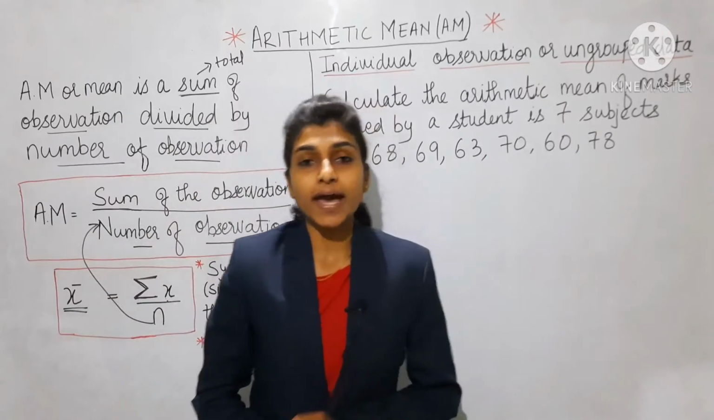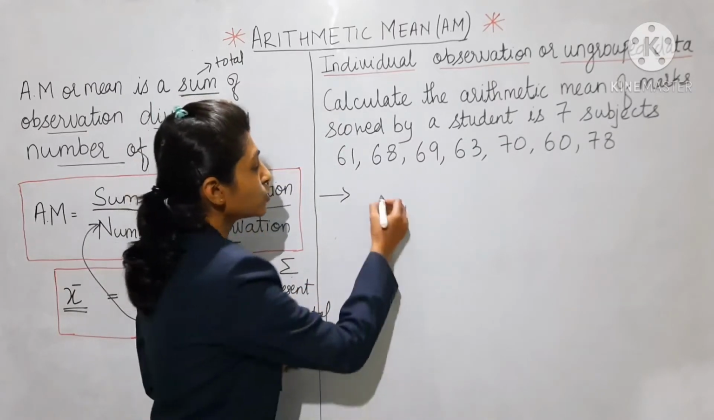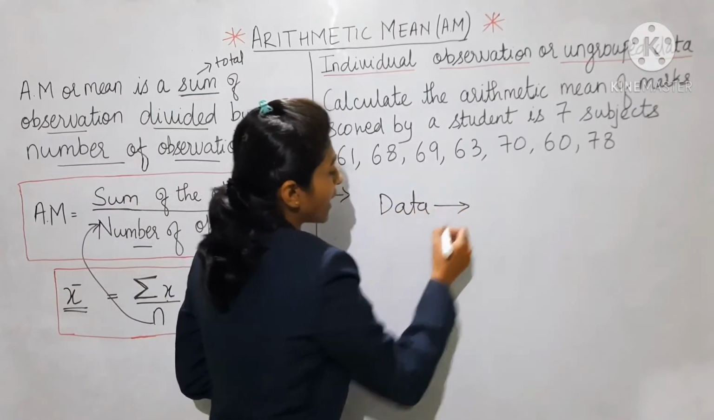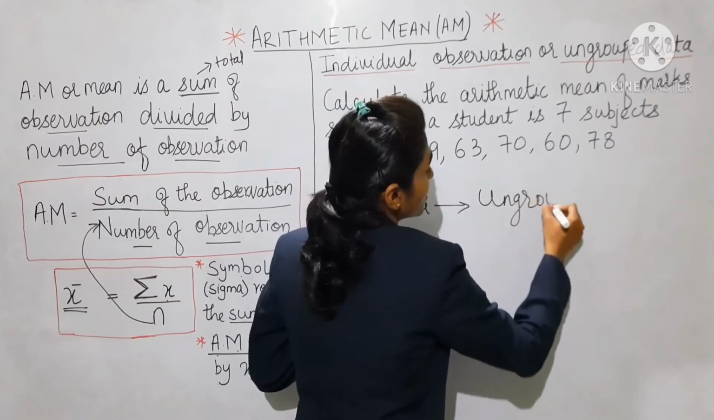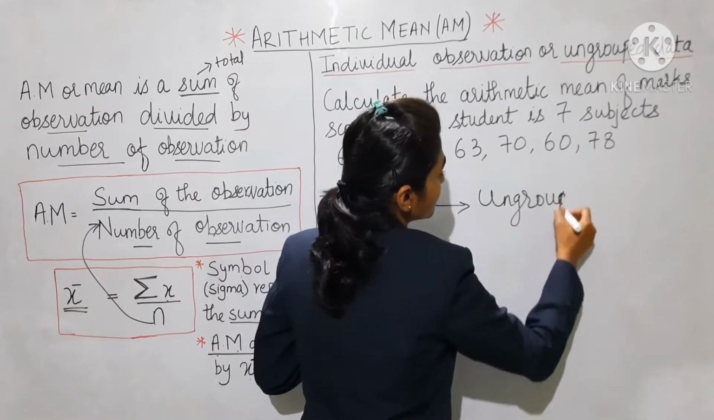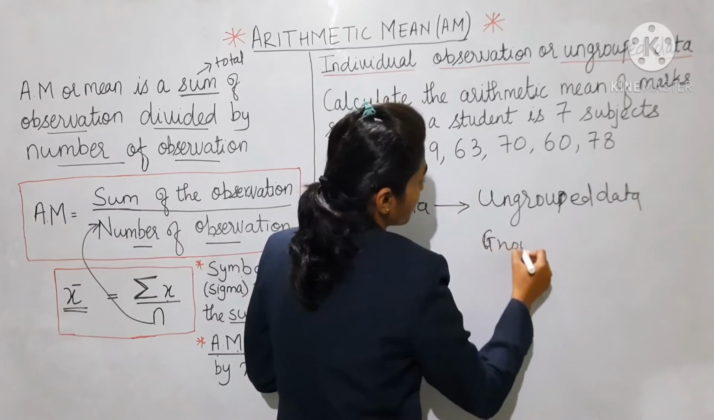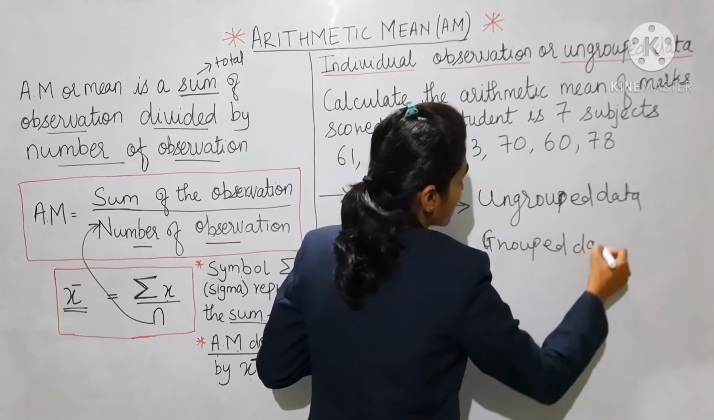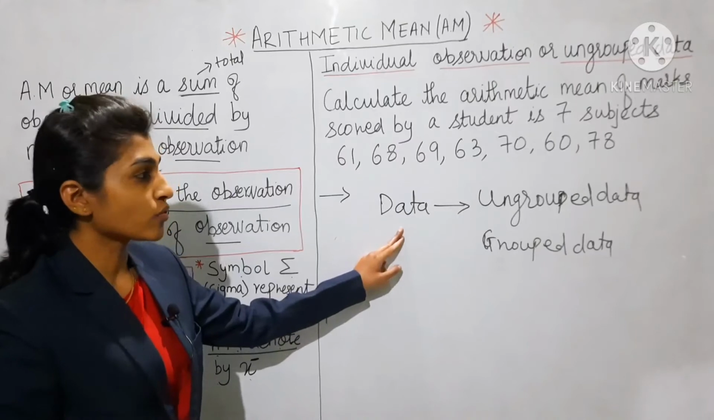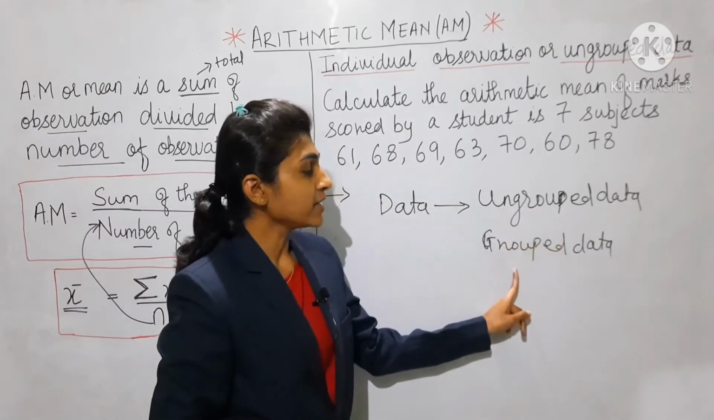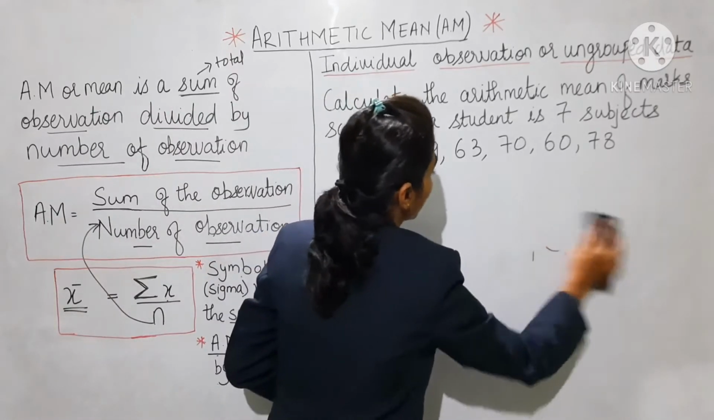Now, to calculate arithmetic mean, we require data. Data means the observation, and there are two types of data. First is ungrouped data and second is group data. So now we'll see what is ungrouped data.